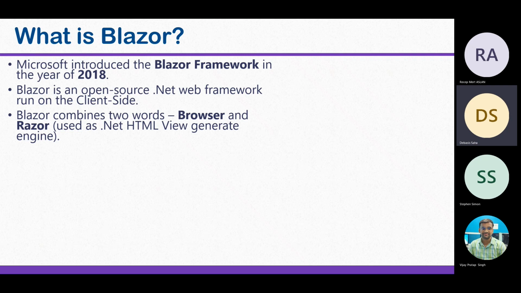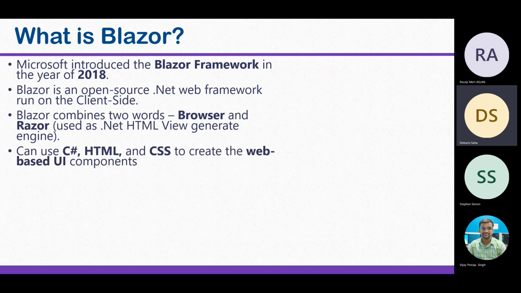That's why the word Blazor contains two words: Browser, which represents the client side applications, and Razor, which represents the server side. The combination of these two words gives the word Blazor. In Blazor, we can use different languages like C#, HTML, CSS. By using C#, we can develop the backend code, and by using HTML, CSS, and JavaScript, we can develop the front-end or client side applications.